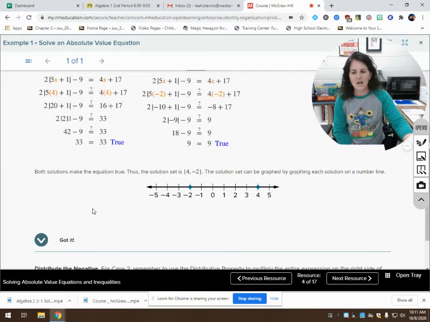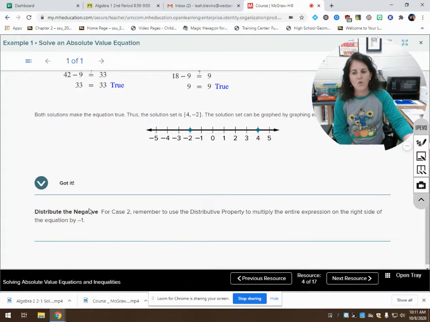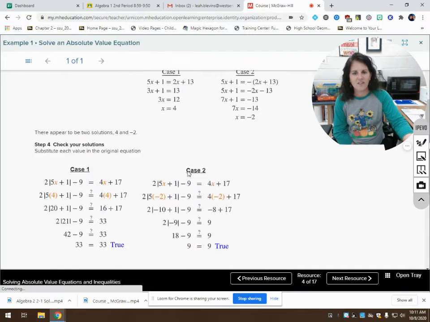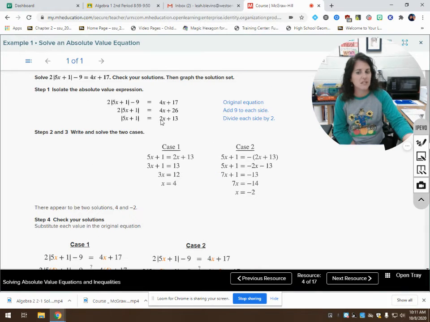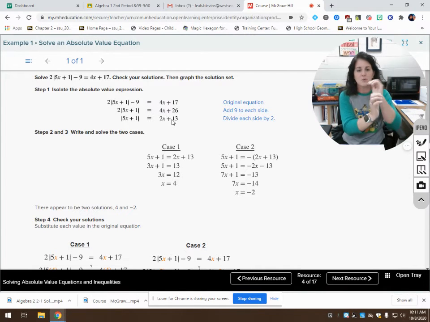Okay, something to watch out for. Don't forget to distribute that negative in case 2. I've seen people just put the negative on the 2x when they come to here. We've got to make sure that we distribute that throughout. Make sure that you distribute it. So whatever is my absolute value is equal to, put it in parentheses and put that negative outside of there so that you remember to make everything the opposite of what it was.